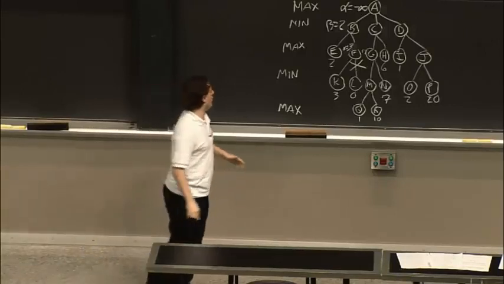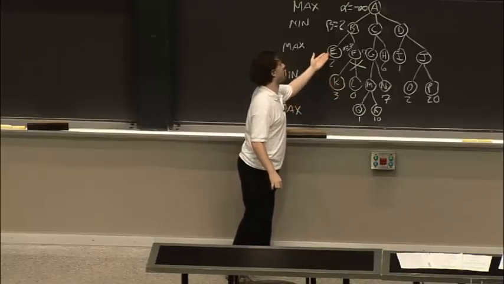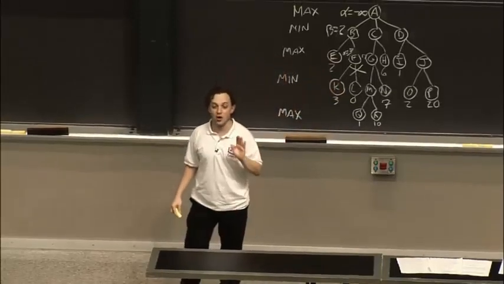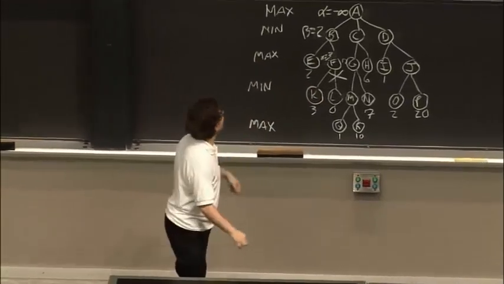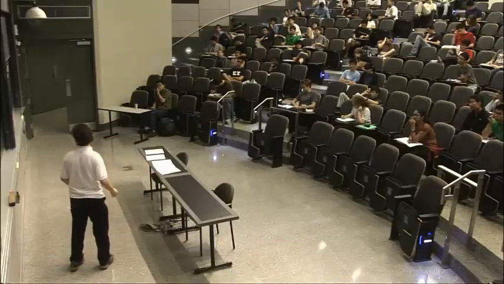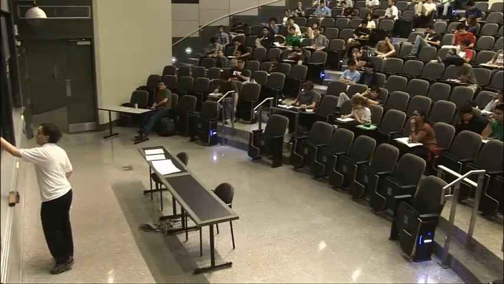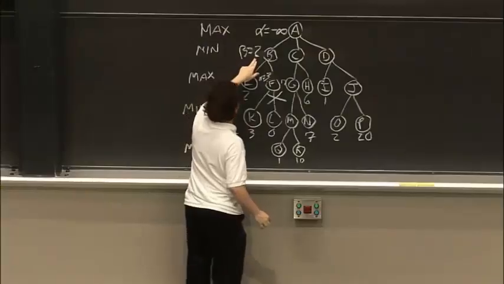And you could say, well, what if it was exactly 2? But the maximizer would choose K, and the minimizer would go to E. So there's no reason to go down there. We can just prune it off right now. Does everyone agree? Everyone see what I'm talking about here? Great. So we're now done with this branch, because beta is 2.